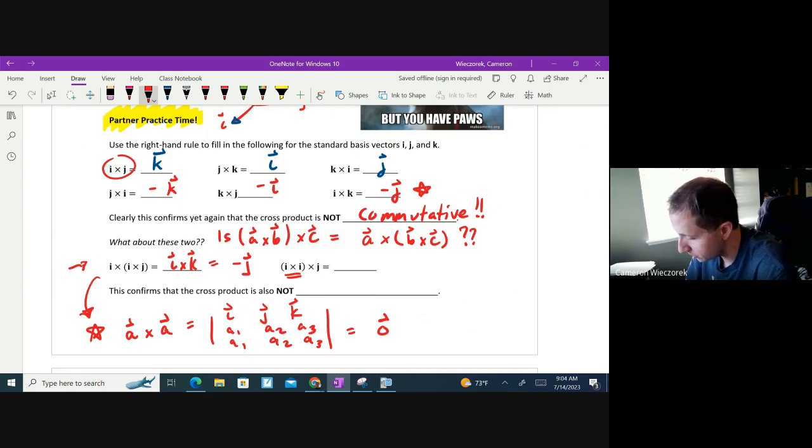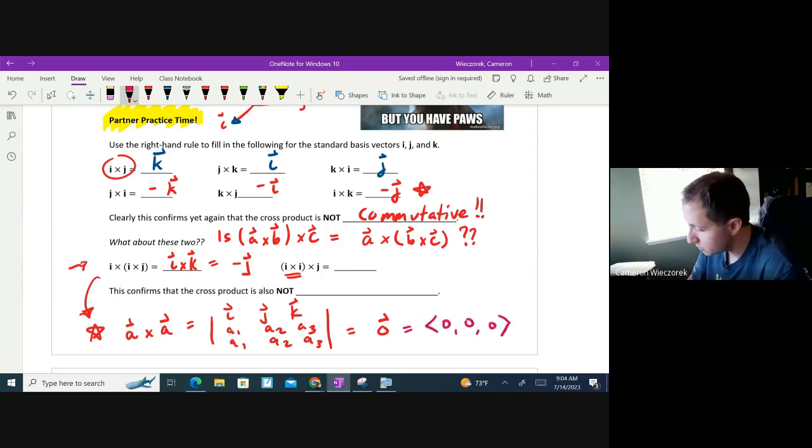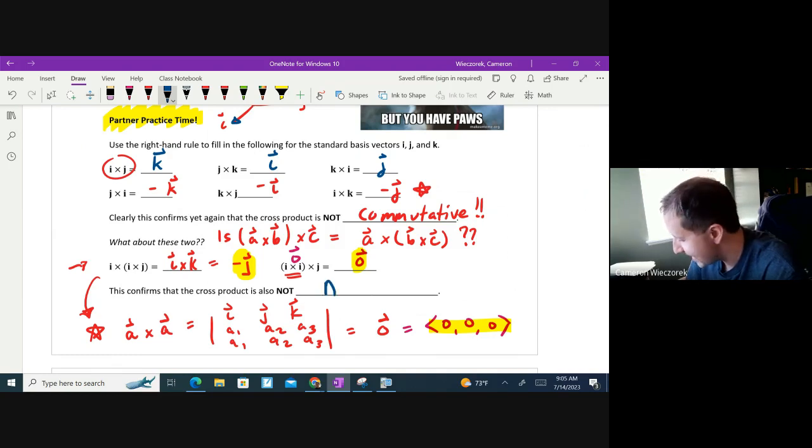Okay? So the 0 vector, because we're going to be doing this for 3 entries. So this would be 0, 0, 0. So in our case, this is the 0 vector. If you take the 0 vector and cross it with any vector, you're always going to get 0. Clearly, negative j, which is 0, negative 1, 0, is not equal to 0, 0, 0. So this confirms that the cross product is not associative.